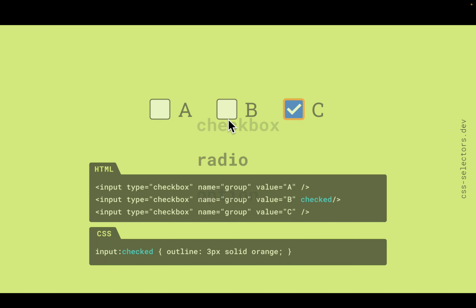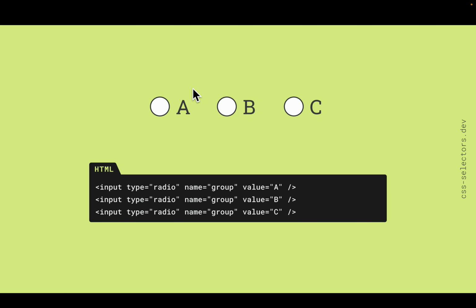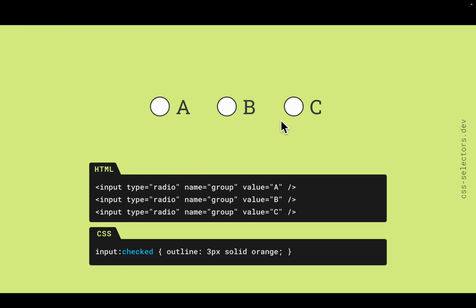Alright, now let's move on to the radio button. We have three radio buttons, A, B, and C. Currently, none of the radio buttons are checked. Therefore, the orange outline defined in the checked pseudo-class won't be applied to any of the radio buttons. Now, let's make the radio button B checked.